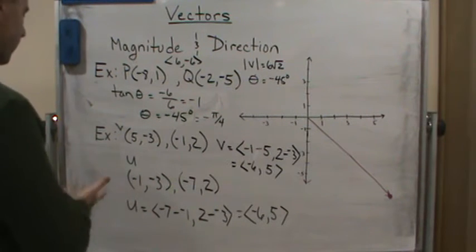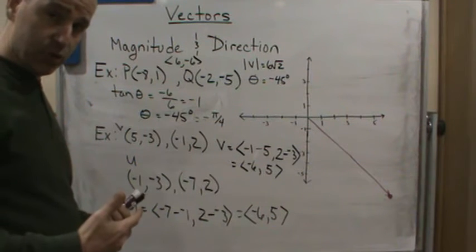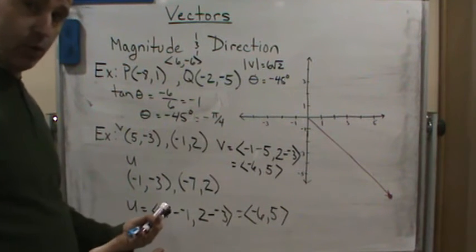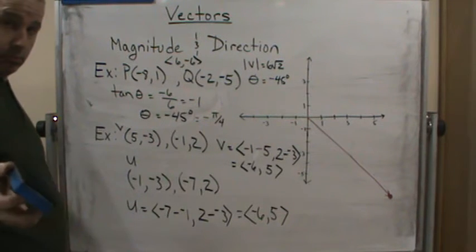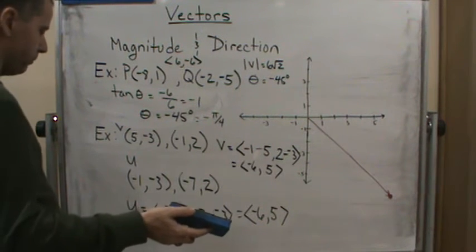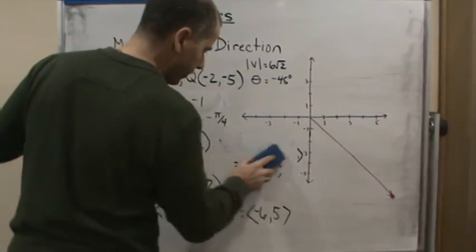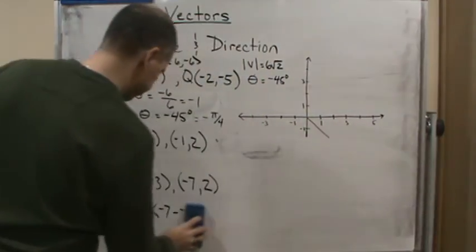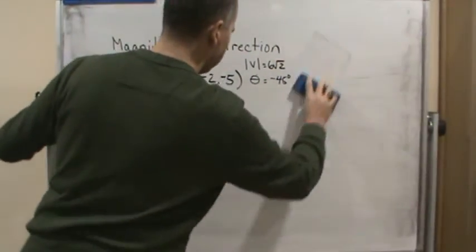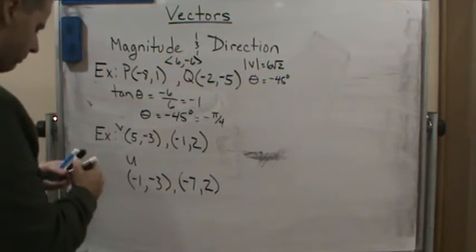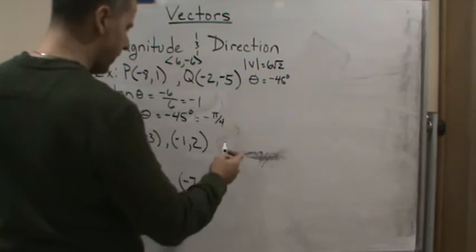Now, another way to do it is just find their individual magnitudes and find their individual direction angle, and if those are the same, then they're equal vectors. Okay, so let's do that. Let's do it that way. So now, let's find the magnitude of v.